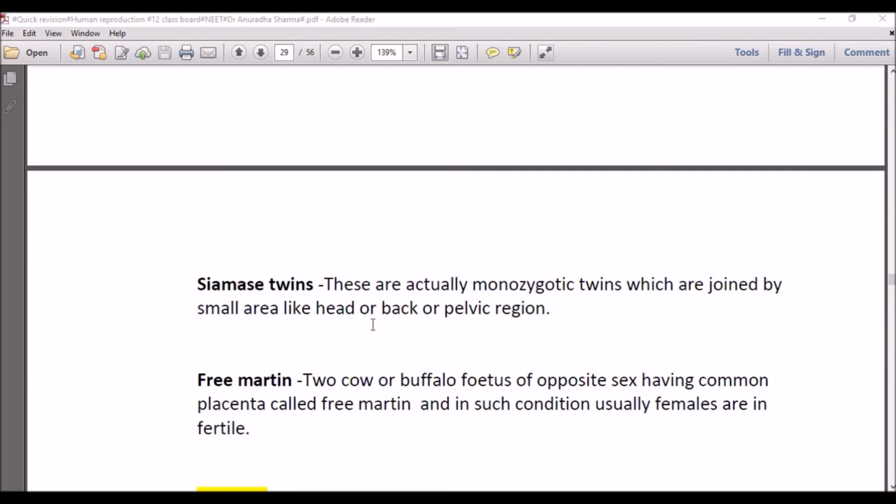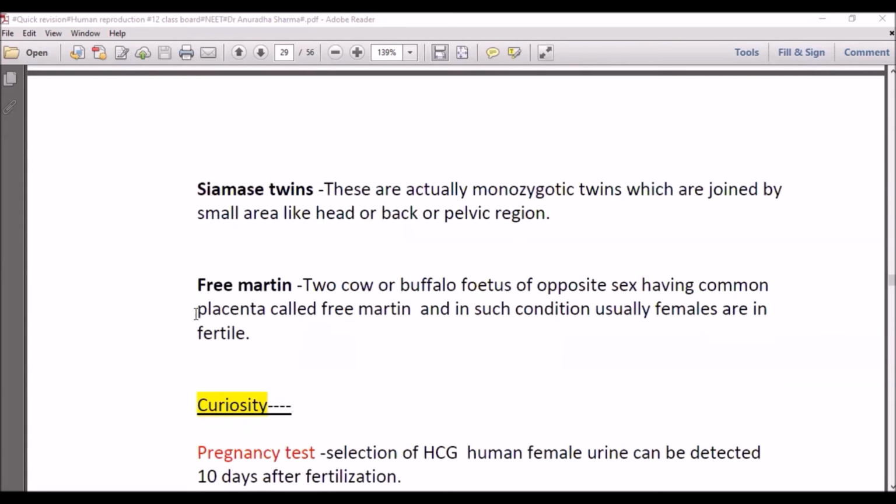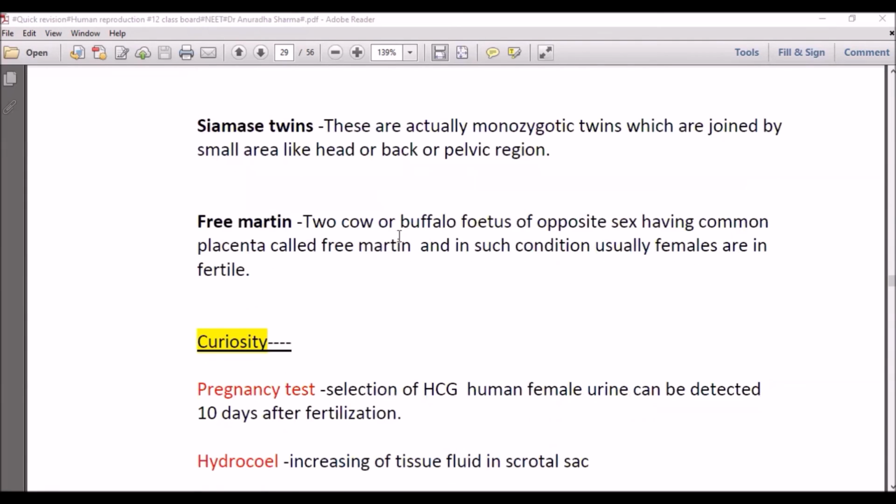Another is Siamese twins. These are actually monozygotic twins which are joined by a small area, like the head, neck, or pelvic region. Next is freemartin. Two cow or buffalo fetuses of opposite sex have a common placenta, which is known as freemartin. And in such conditions, usually the females are infertile.